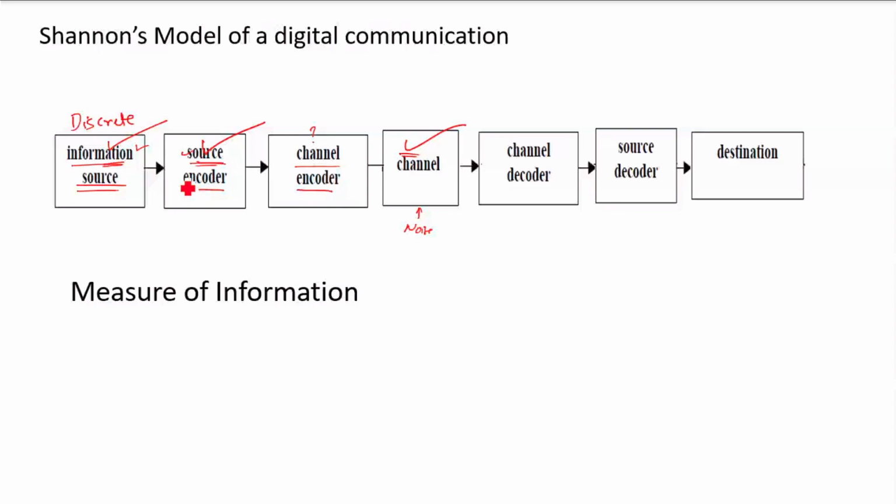Now, to encode these symbols of a source, we need to have the information measured. The source emits some symbols or values. We need to measure this so that we can encode it. So measure of information is very, very important. That is quantifying the information.